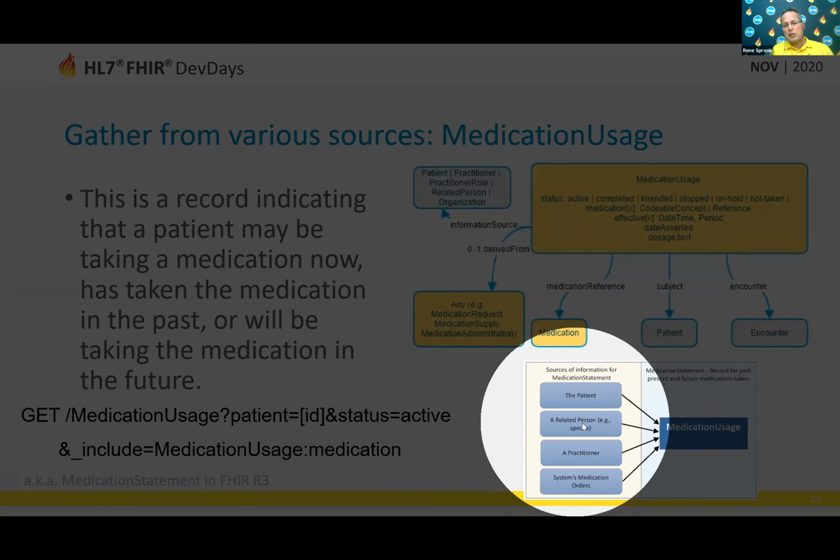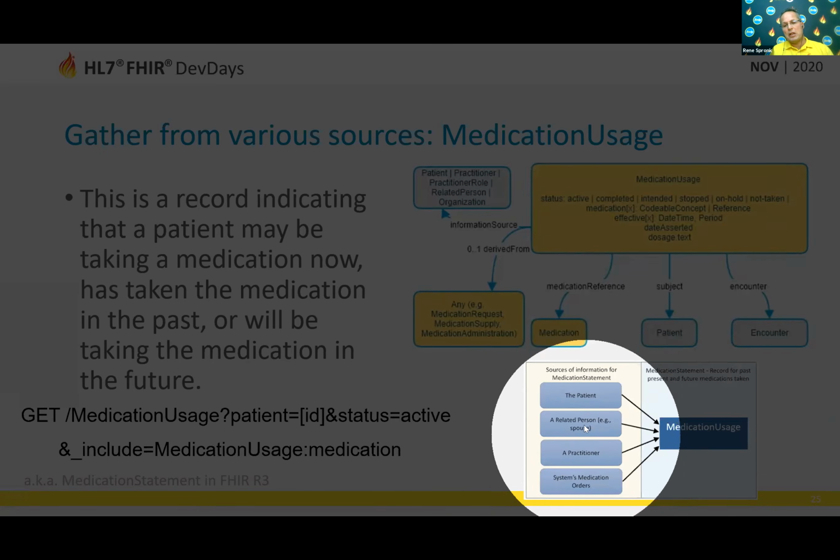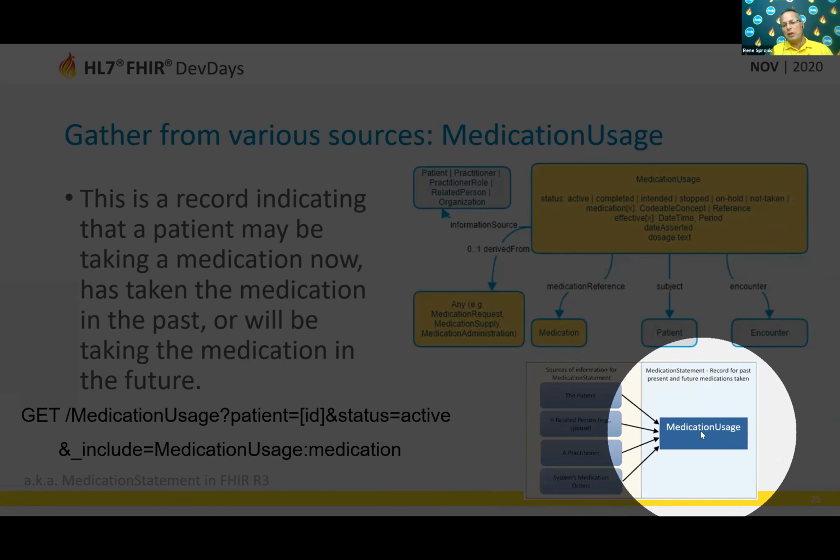It could also be a related person, let's say a spouse. If the patient is not communicative, you can ask the related person what medications this patient is taking. Maybe you're looking at all medication orders, so medication request, medication dispense, and medication supply FHIR resources. And all of that information can be recorded in multiple medication usage resources. And you would have one medication usage resource for each medication that the patient is taking.